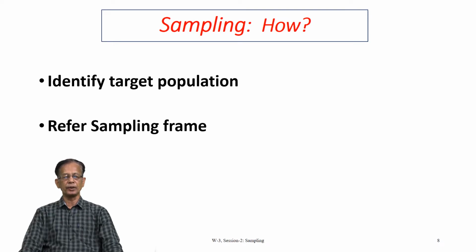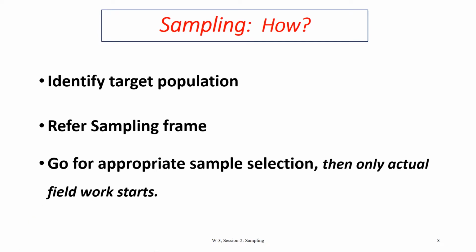Next, we will be checking whether I am having a sampling frame or not. We have already discussed, a sampling frame may not be available always. In case we are lucky and have a sampling frame, then we can resort to a particular type of sampling. I will be suggesting what options are there if a sampling frame is not there. Then we go for appropriate sample selection, and only then we start our field work.